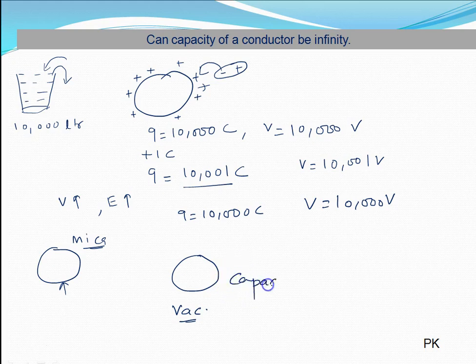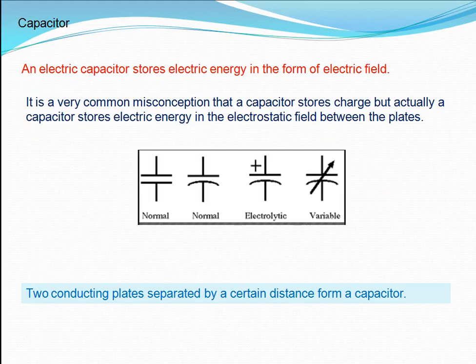Its capacity is infinite. Why infinite? Clear? Because there is no surrounding medium, no dielectric there, no dielectric breakdown situation, so we can give infinite charge. So if there is a conductor placed in vacuum, then its capacity is infinite.